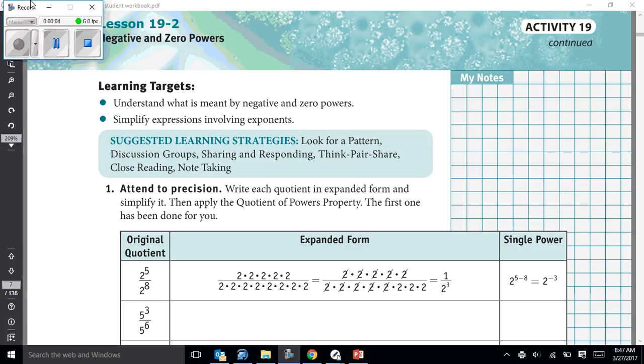Alrighty, so in 19.2, we're going to look at negative and zero powers. Our learning targets for today: understand what is meant by negative and zero powers, and simplify expressions involving exponents.